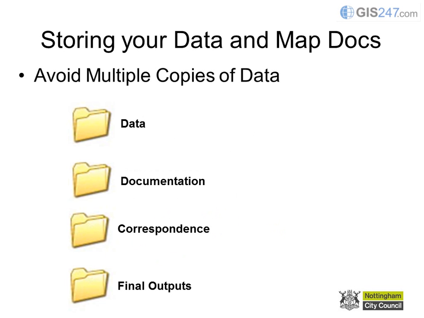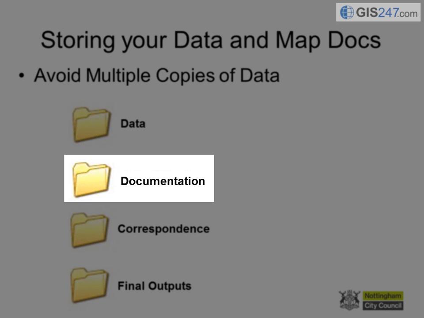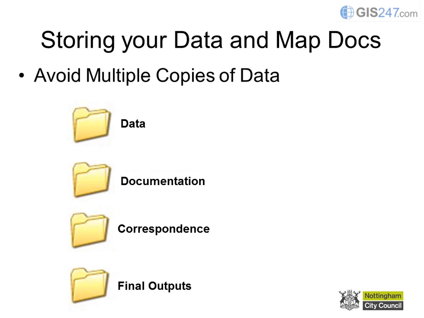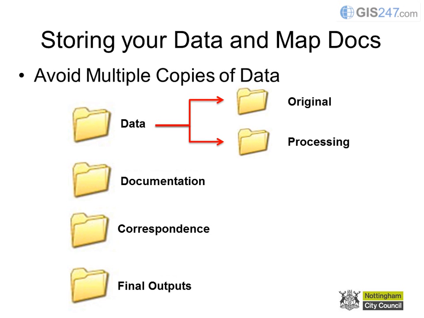We would recommend that you use meaningful names for folders, subfolders, map documents and datasets. For example, a project folder could contain data, documentation, correspondence and final outputs. Below this you may have a level of subfolders. For example, data may have an original and processing subfolder. This will enable you and colleagues to be able to easily find information relevant to different stages of the project you are working on.